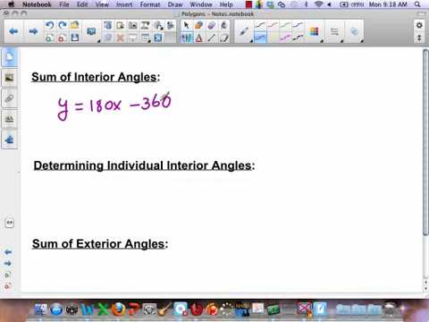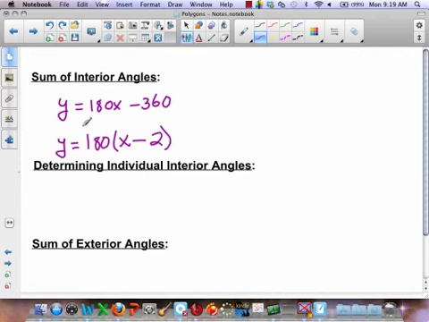How do we factor this? Remember this from Algebra 1? Yeah, we have to pull out the common factors. So what do 180x and 360 have in common? 180. They have 180, so I'm going to pull out the 180. And what's left over? x minus.